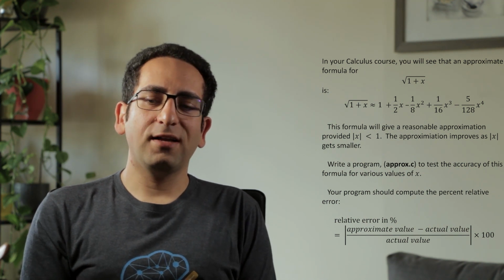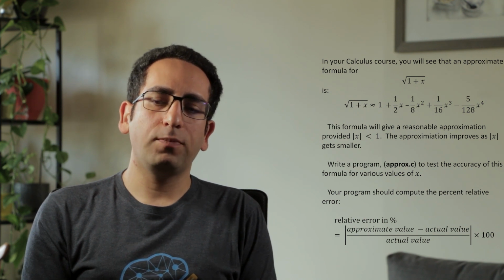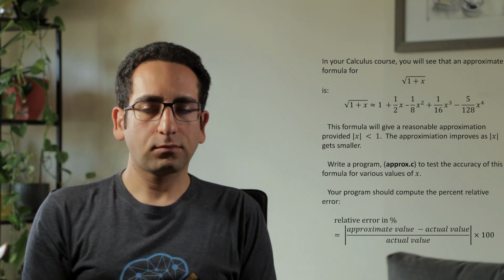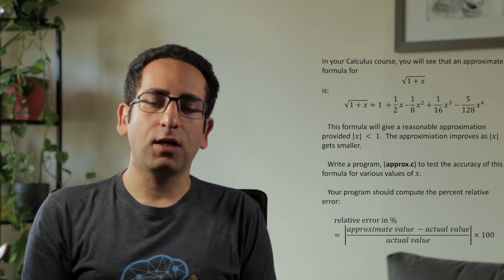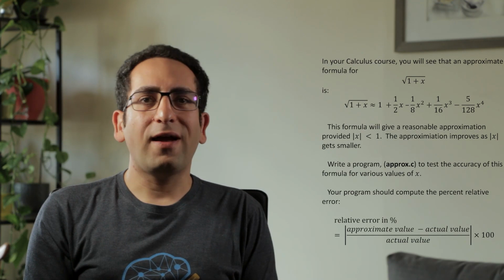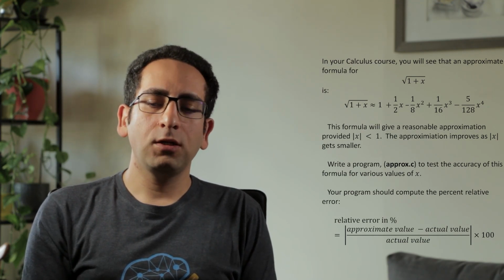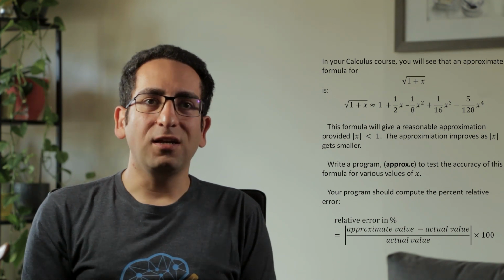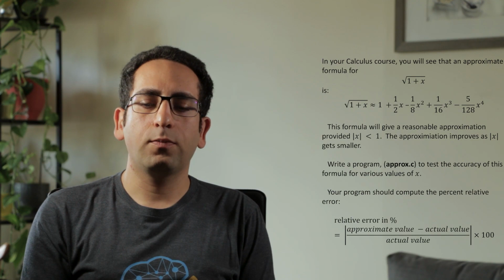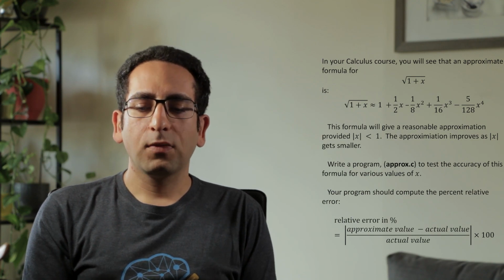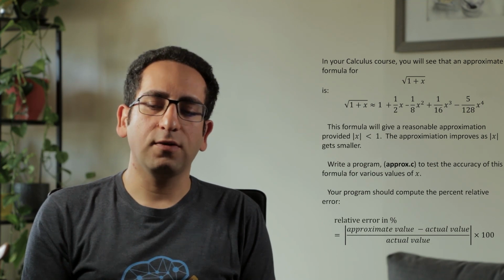In practice problem number 4, we will practice more functions in the math library. The question is telling us that an approximate value of the square root of 1 plus x is the formula you can see on the screen. This formula will give a reasonable approximation provided that the absolute value of x is less than 1. The approximation improves as the absolute value of x gets smaller and smaller, and we can test that with our program. Write a program to test the accuracy of this formula for various values of x.